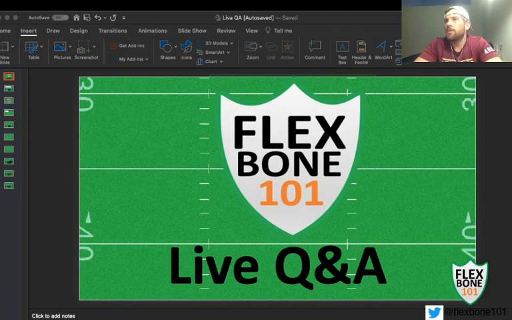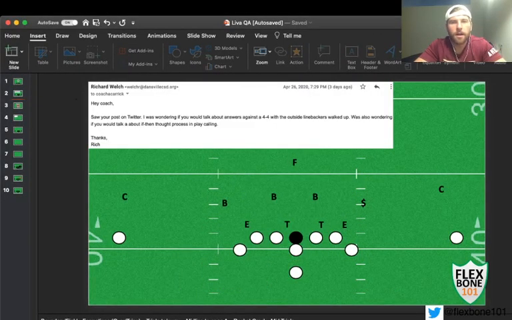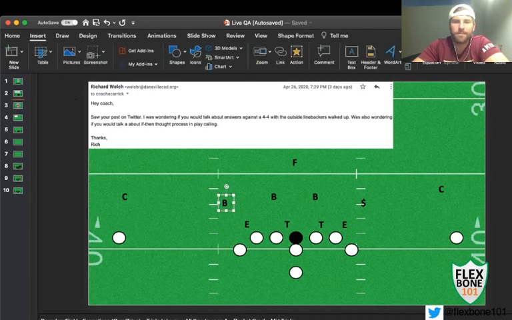All right, so let's go to the first question. This comes to us from Richard Welch, asking about what you would do with the outside linebackers walked up in a 4-4, and also wondering about the if-then play calling process. So if they're walking both outside linebackers up, that's going to turn this into almost like a 6-2.